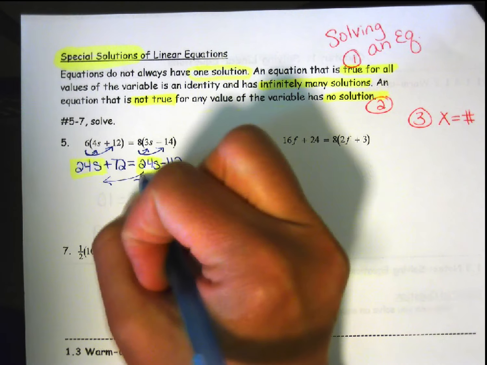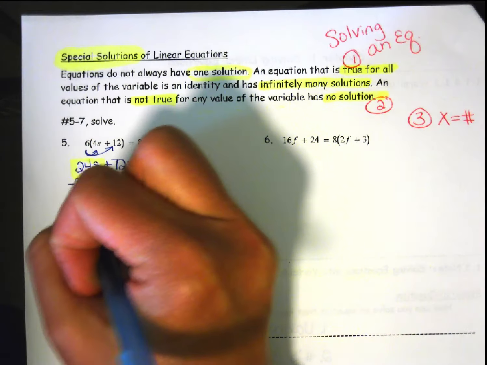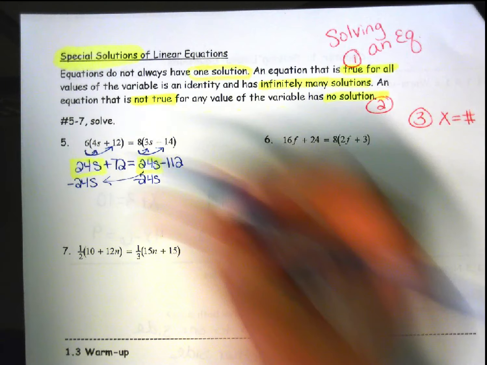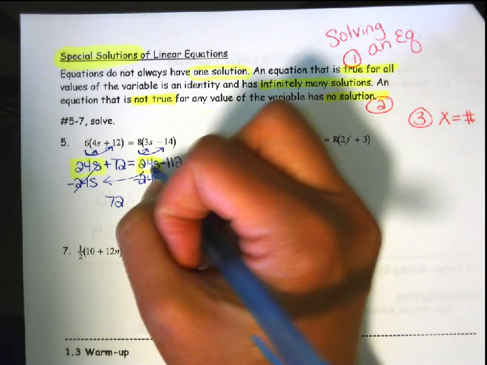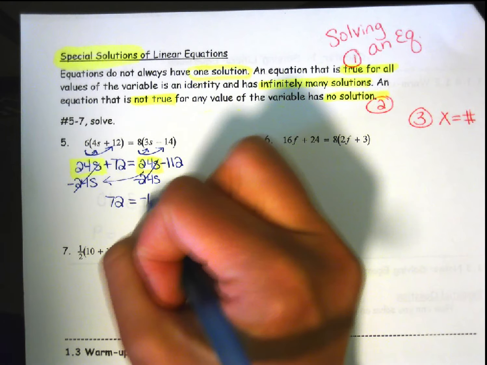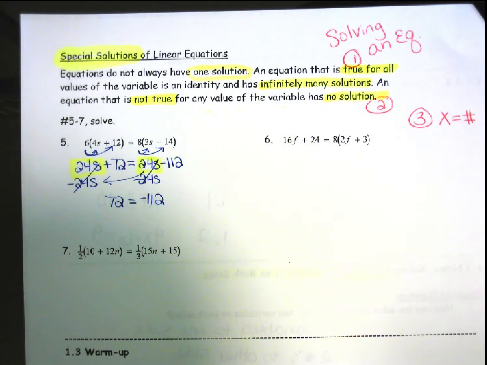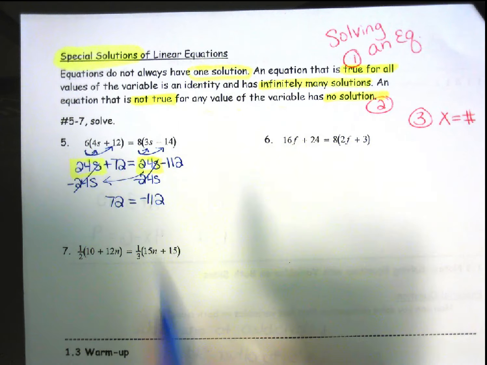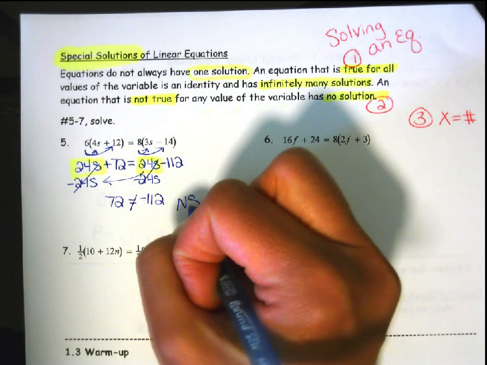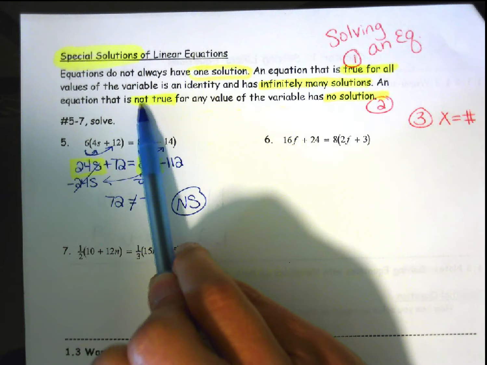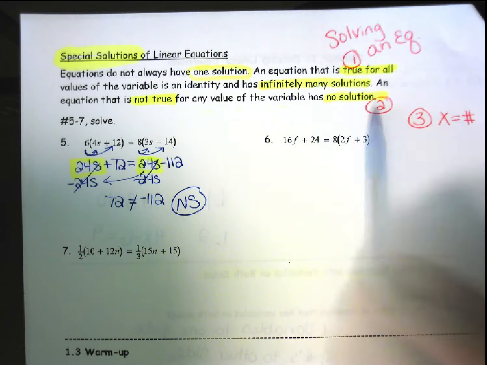I'm going to subtract the 24s. And what you should notice is my variable cancels and I have a 72. My variable cancels and I have a negative 112. Is that equal? No. So because it's not equal, we say that is a no solution. See how it says it's not true. So we would say no solution.